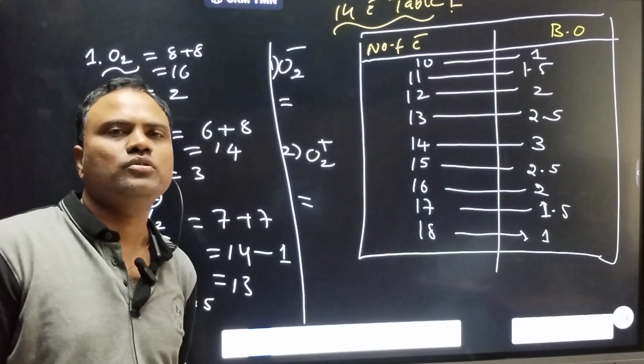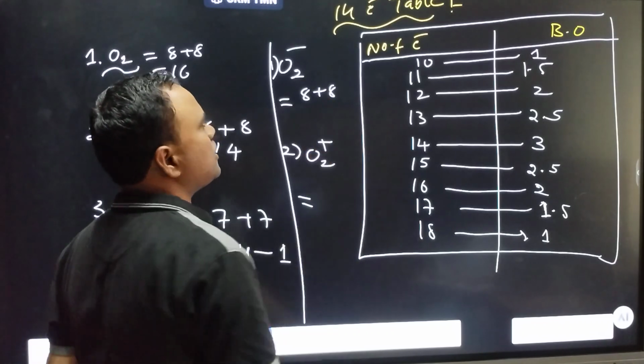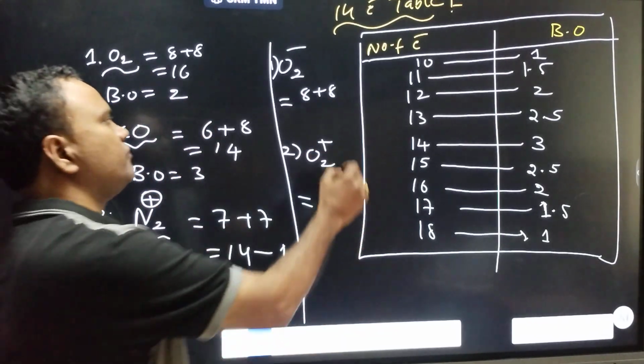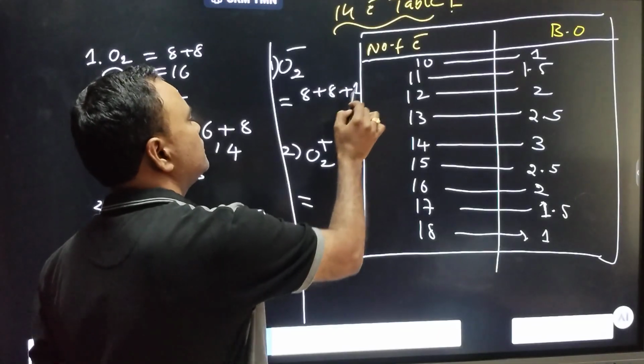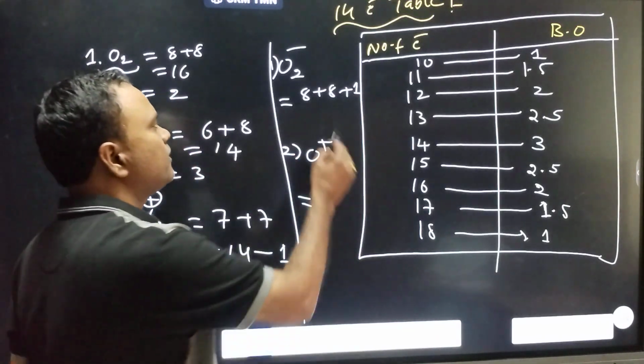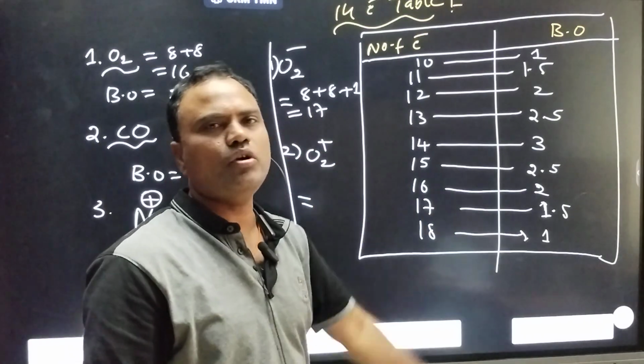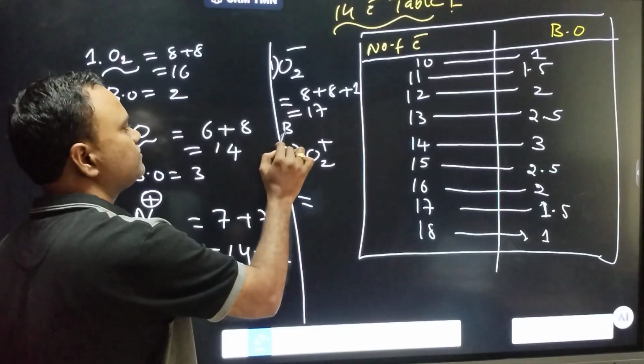O2 negative. Oxygen atomic number is 8. 8 plus 8. Negative charge is present, then we have to add 1. When positive is present, we will subtract. When negative is present, we add. 8 plus 8, 16. 16 plus 1, 17. 17 means 1.5. Bond order is 1.5.